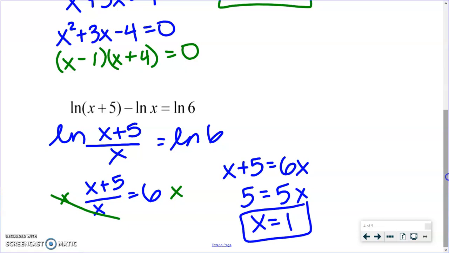So the key takeaways here, we're always going to have a log equals a log, and once you've condensed them all of the way, then you can set each piece equal to the other pieces without the log and solve for your variable.